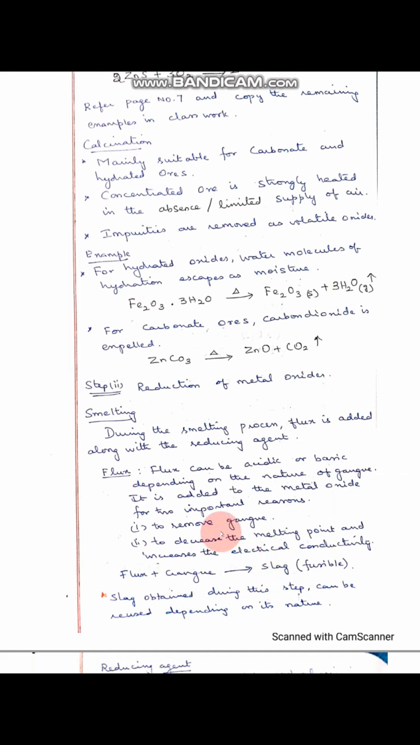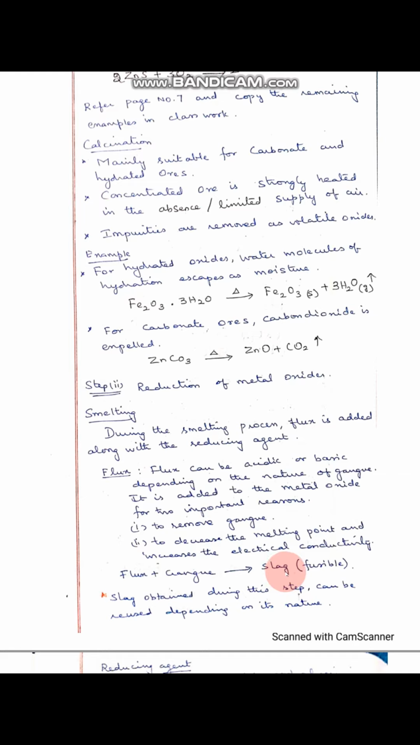Flux can be acidic or basic. As I told you already, that is decided based on the nature of the gangue, and they react to form the slag. And the slag obtained in each and every extraction process can actually be reused, depending on its nature.